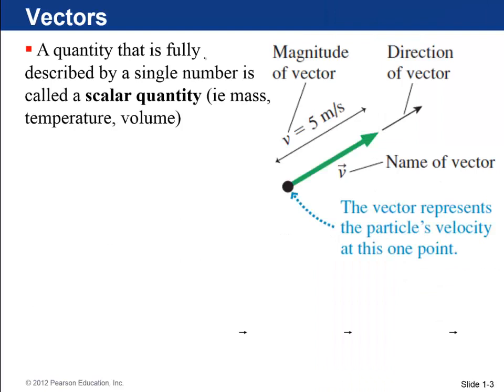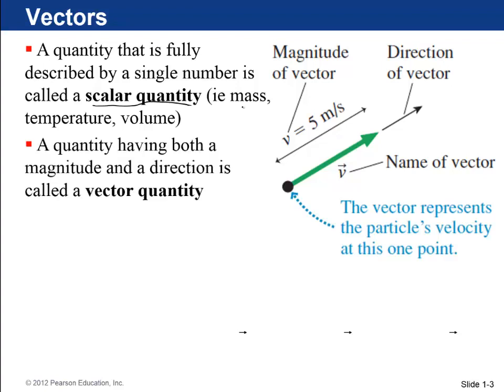Okay, so let's start by talking about vectors, and in particular how a vector is different from a scalar. A quantity that is described by a single number is called a scalar quantity. Examples would be mass, temperature, volume. All of these, you just give one number. You could type it into your calculator, for example, and it would completely describe the quantity.